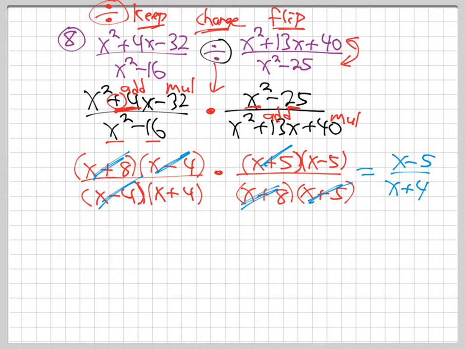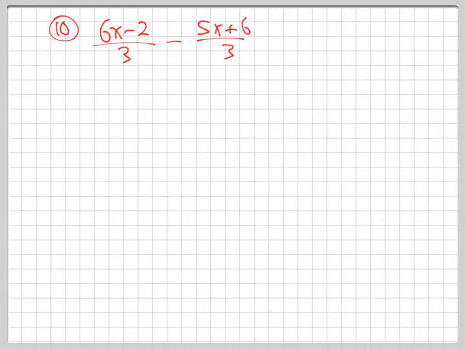Okay, on we go. I'm going to skip 9. It's the same thing. We got to get to 10. We got bigger fish to fry here. To number 10 we go. So 6x minus 2 over 3 minus 5x plus 6 over 3.